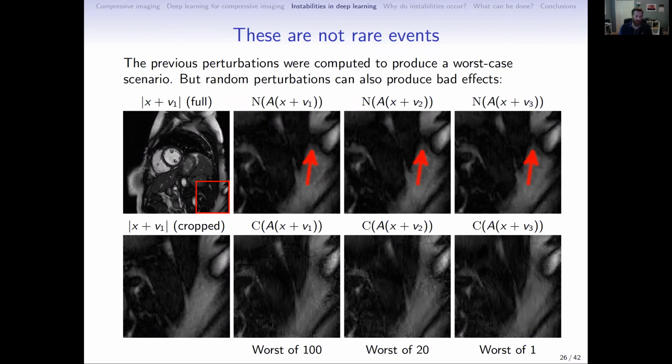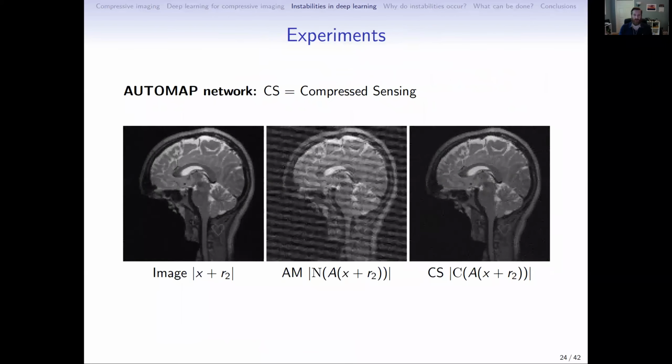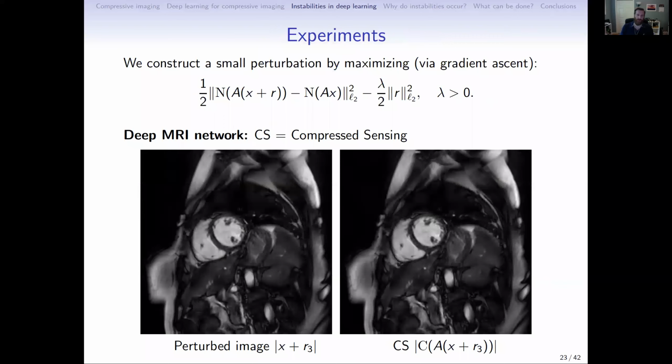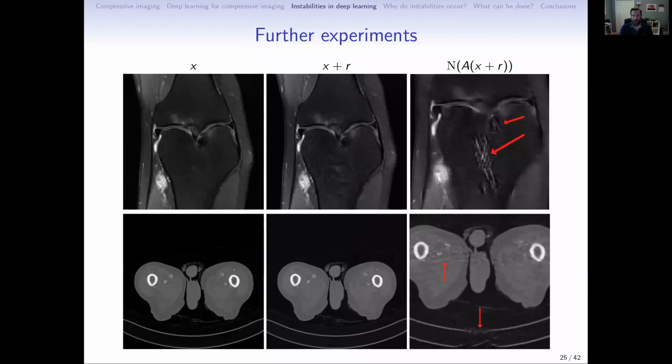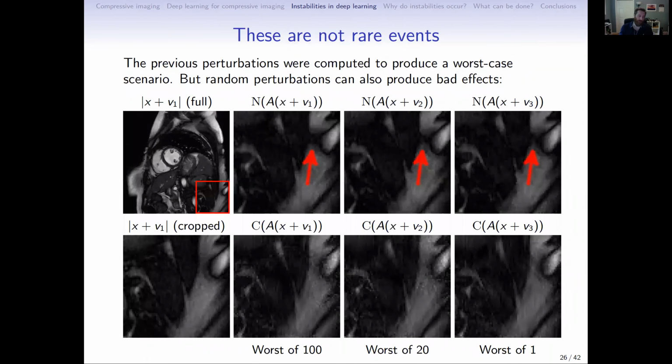But let me talk about some rare events. So what we did in these previous examples, going back to here, is we are finding a perturbation that's designed to cause the maximum effect. Okay. So the obvious question that comes up is, well, is this a rare event? Is the set of perturbations that cause bad artifacts a set of measure zero? And it turns out that this is not generally the case.